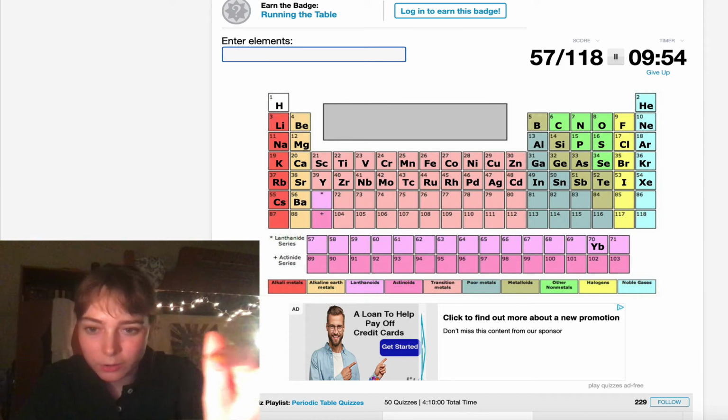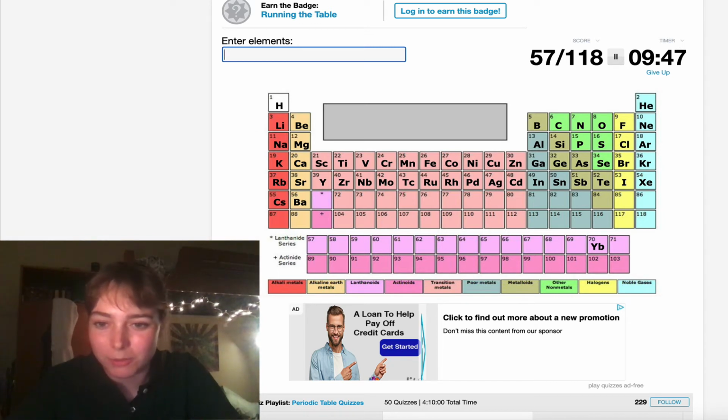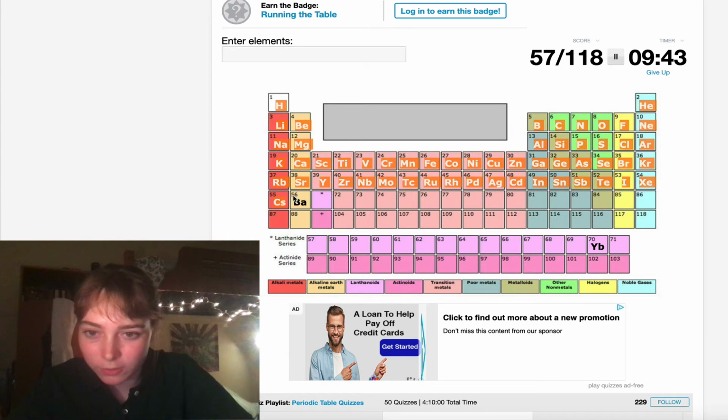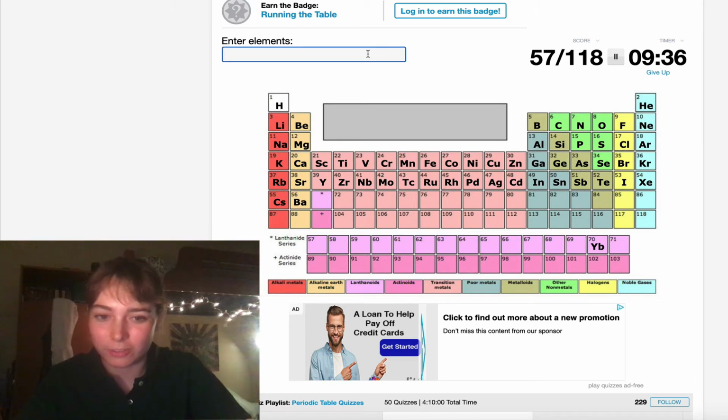And then the table splits to the lanthanides. Okay, so I'm gonna go in order, and I'm not gonna skip around. Or I'm gonna at least try to go in order. So we go from 56 here down to 57, which is where the lanthanides are. So this is a little bit tricky. I don't think I know all the lanthanides. Okay.